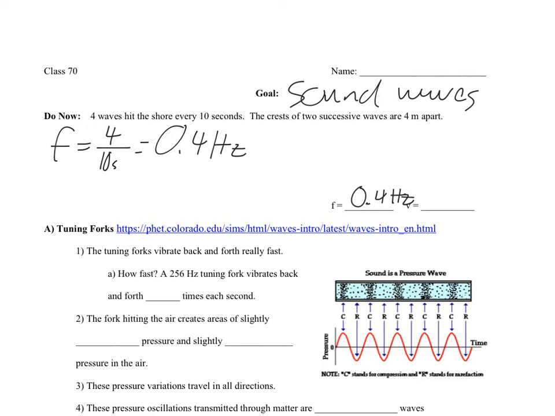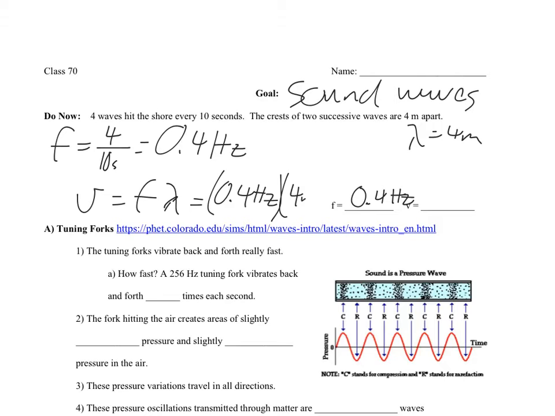We're also given another piece of information. The crests of 2 successive waves are 4 meters apart, so that's our wavelength. So if we use the equation V equals F lambda, we have our frequency is 0.4. Our wavelength is 4. And we get a speed of 1.6 meters per second.